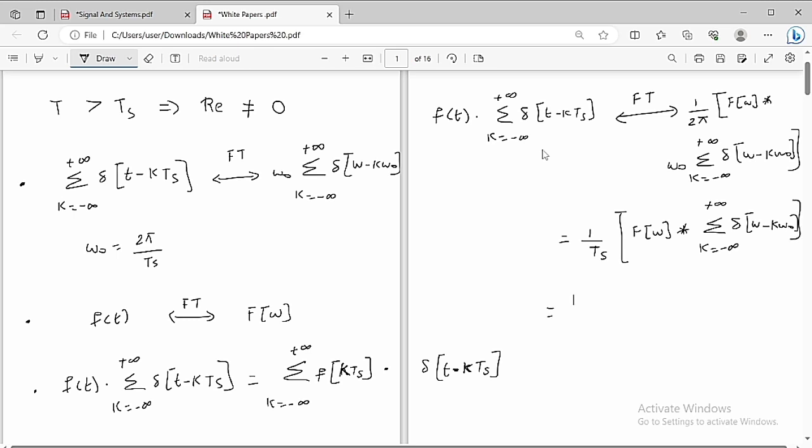If you simplify further, we are going to get 1 by Ts, sigma k equal to minus infinity to plus infinity, f of omega minus k omega naught. So this is the overall result that we are going to get.